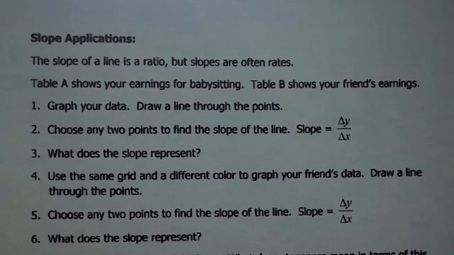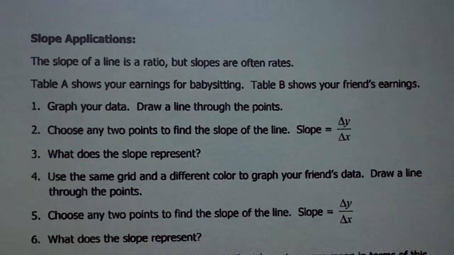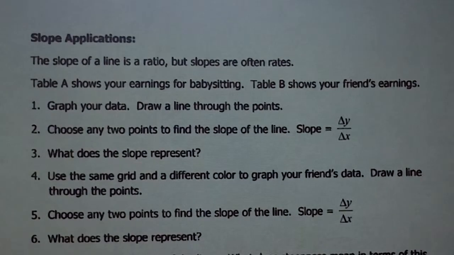So there are 2 tables on your paper. You can't see them yet on the screen, but they are on your paper in front of you. Table A shows your earnings for babysitting, and Table B shows your friends' earnings. We shouldn't compare ourselves to others, but for this one, it's just made up information, just for fun.